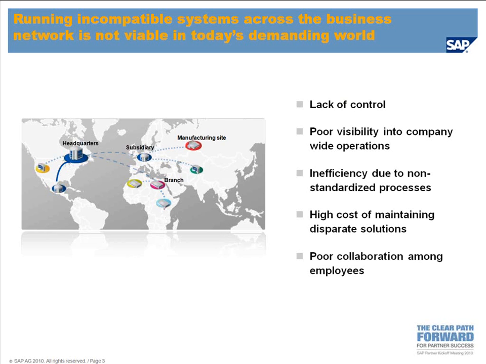SAP understands that it can be difficult when a business runs disparate systems within the organization, as this can promote a lack of control over data and give poor visibility into company-wide processes. To overcome these issues, companies may try to create custom integrations to disparate systems, which in turn can cause inefficiency due to non-standardized processes and can incur high cost to the organization to maintain these systems. These pain points can also cause poor collaboration between employees within and between companies.